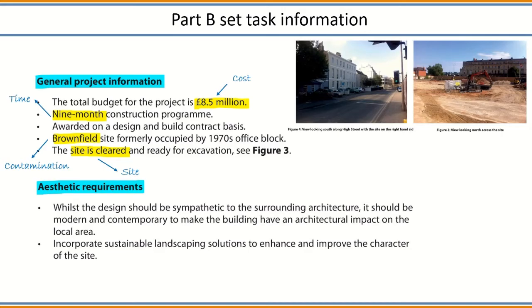Aesthetic requirements. Whilst the design should be sympathetic to the surrounding architecture, this is related to aesthetics, it should be modern and contemporary, which is also related to aesthetics, to make the building have an architectural impact on the local area. We can consider this as a cultural factor. Incorporate sustainable landscaping solutions to enhance and improve the character of the site. This is related to sustainability.